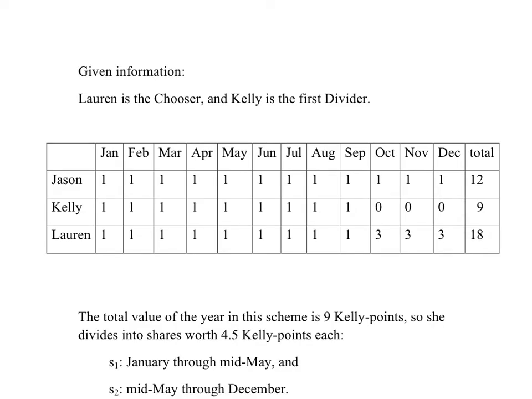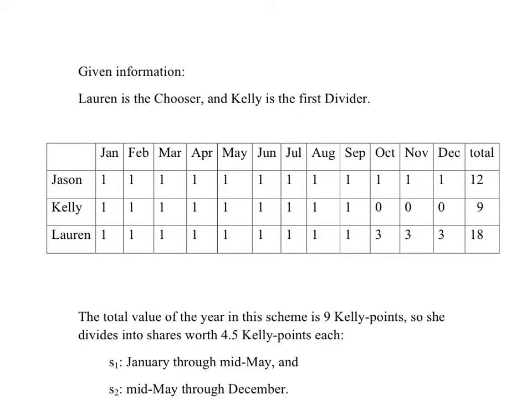We are now carrying out an example of the lone chooser method, where we are told that Lauren is the chooser and Kelly is the first divider. That means that at the first stage, Lauren leaves the room, so to speak. Kelly and Jason, the other player, carry out the divider-chooser method between the two of them, where Kelly is the divider. Now, that means that Kelly has to divide the year into two equally valuable pieces.